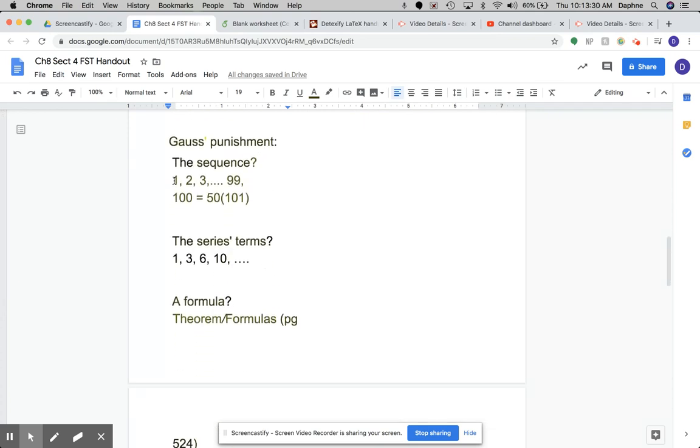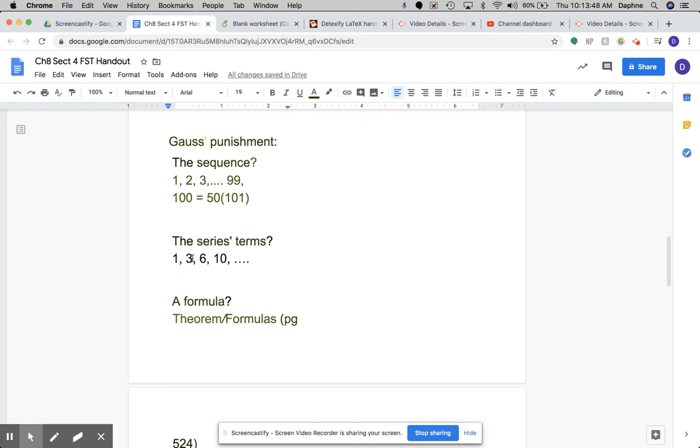Gauss's punishment, he had to add together the numbers 1 through 100, and then he realized that 1 plus 100 is 101, 2 plus 99 is 101, and he ended up having 50 pairs that added up to make 101, and the series terms would then be you add up.